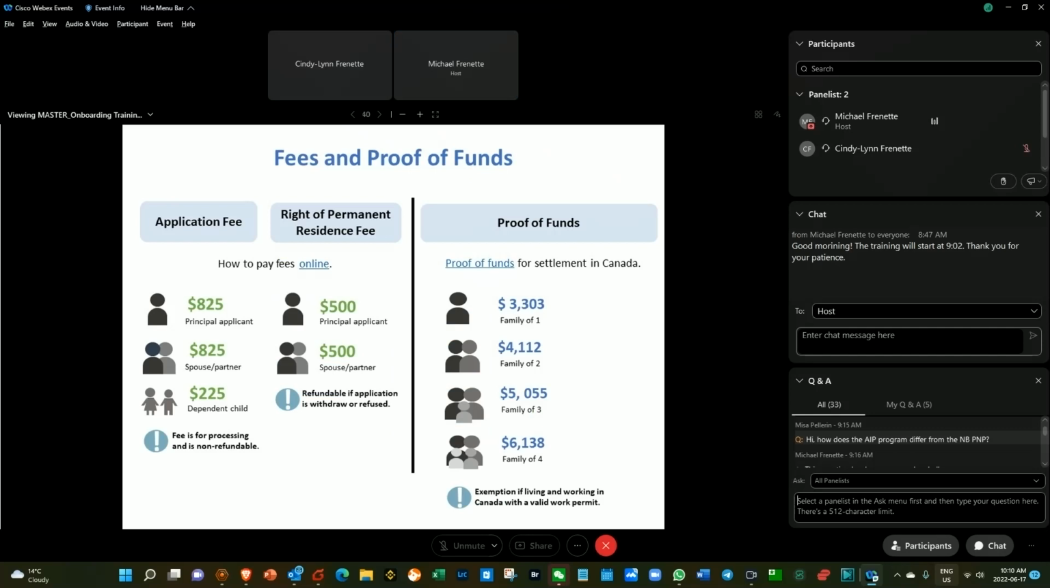Now, there are some application fees associated with the permanent residence application. Some are non-refundable and others are refundable if the permanent residency application is withdrawn or refused.